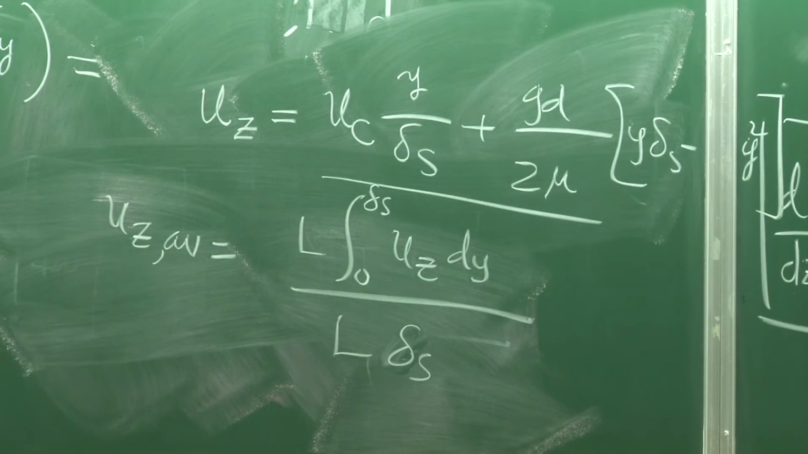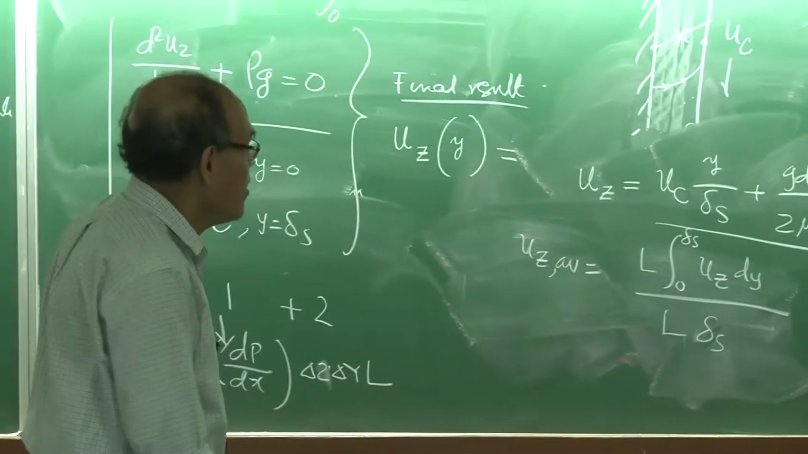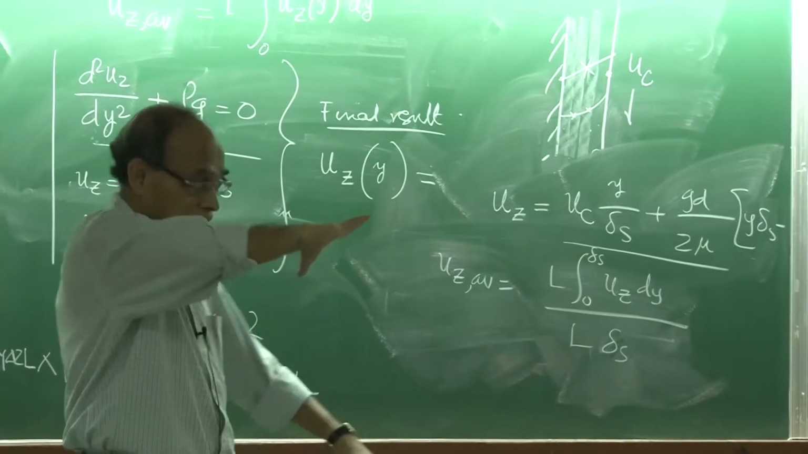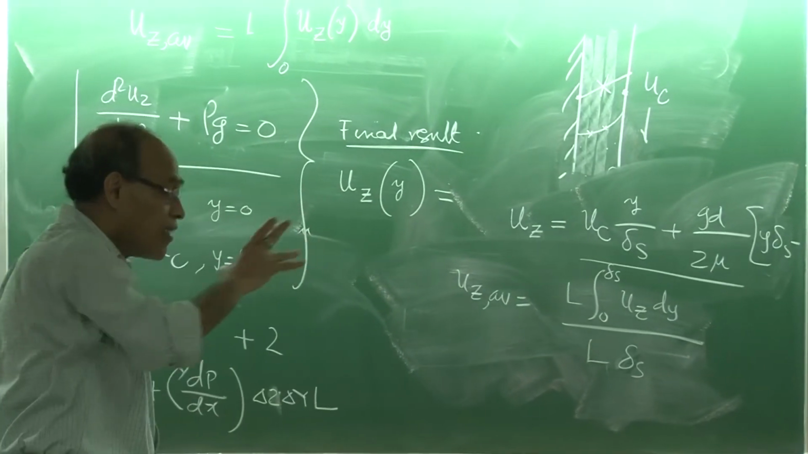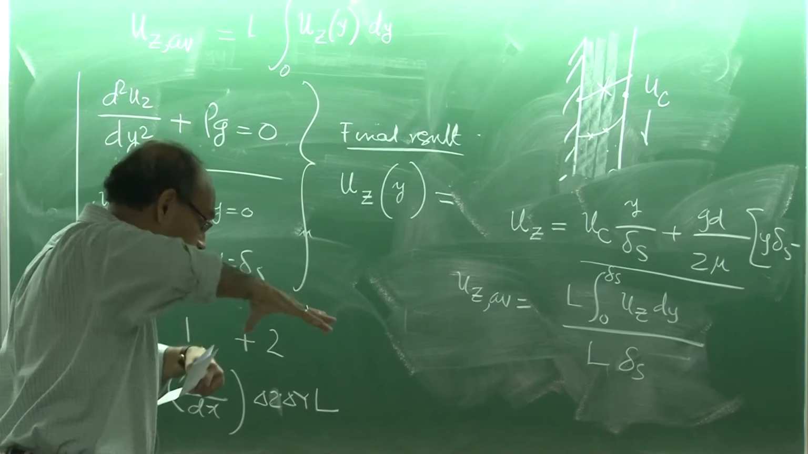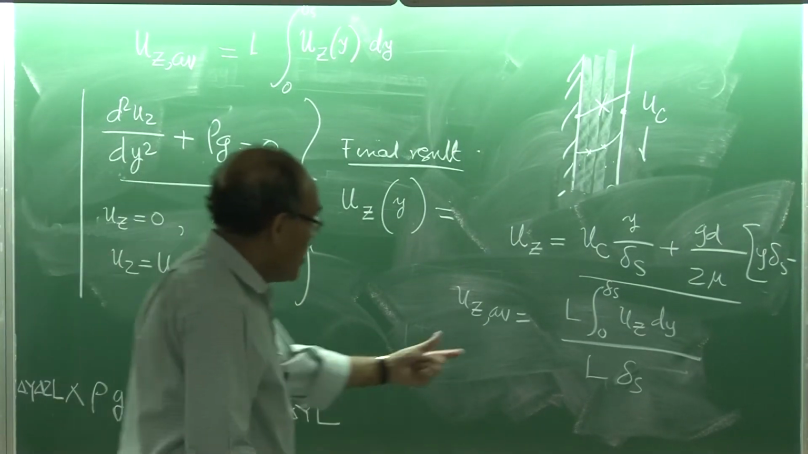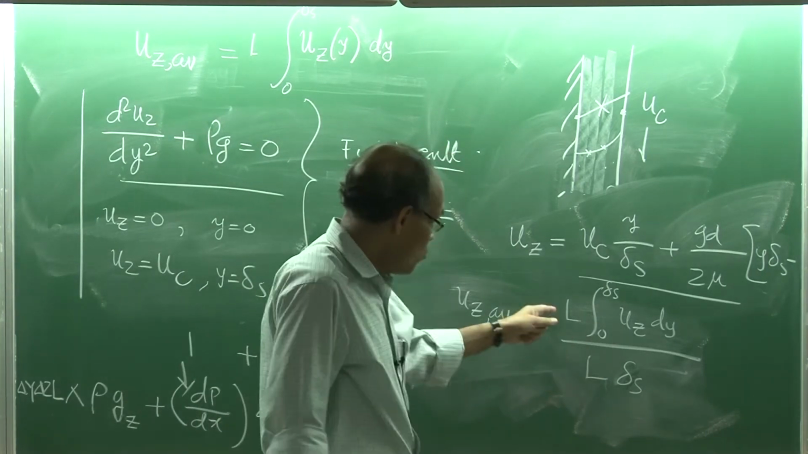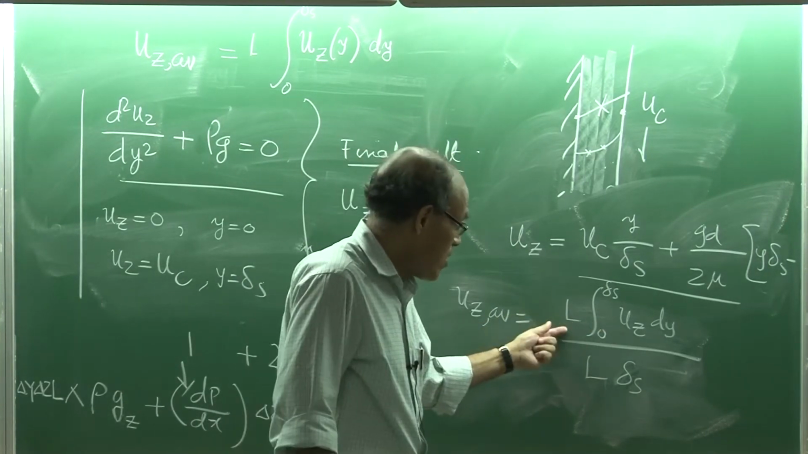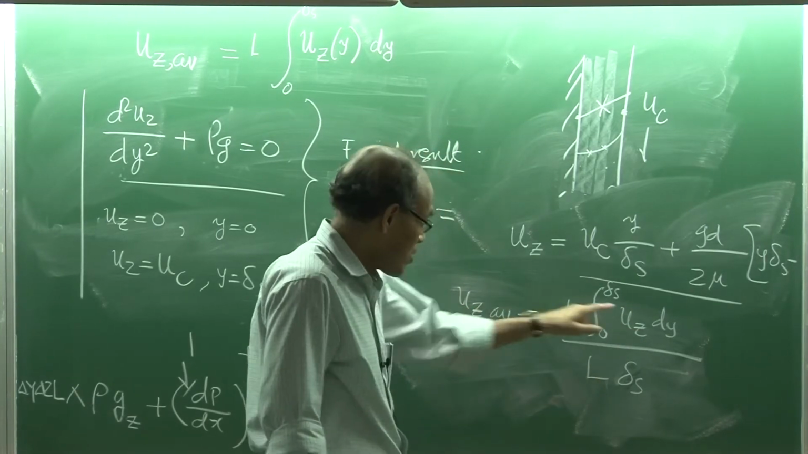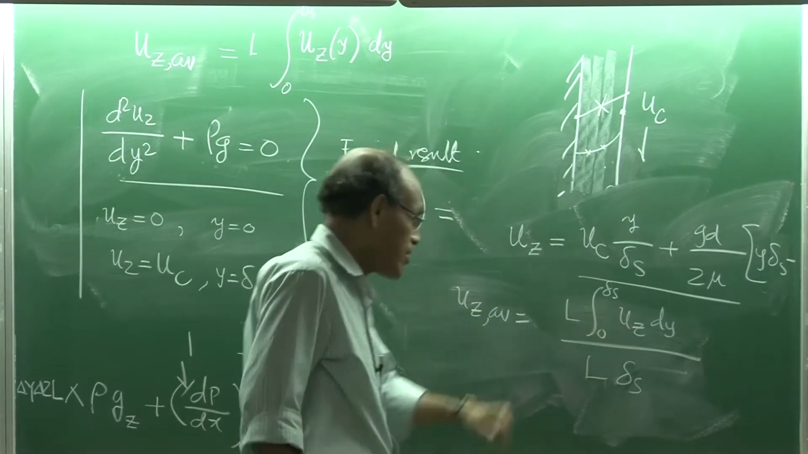So, area average, which area? It is the cross-sectional area, and L ds represents the cross-sectional area. If you remember, L is the depth and ds is the film thickness in this direction. So, L into ds represents the area. The moment you look at this, it is dimensionally consistent, because L into dy integrated will cancel with L into ds. So, the dimensionality on the left hand side is velocity and the right hand side is also velocity.